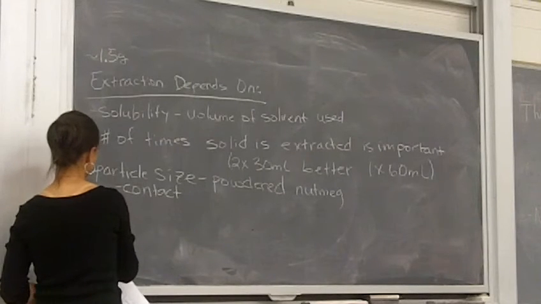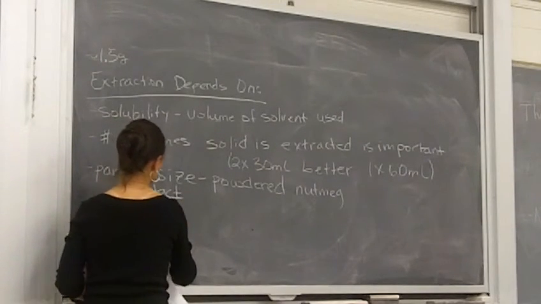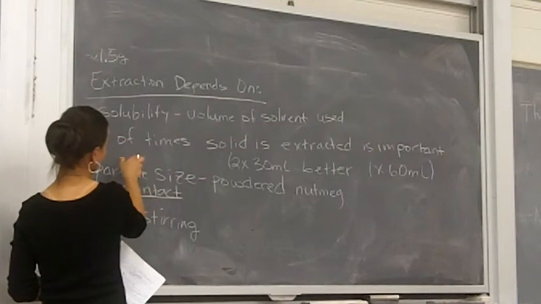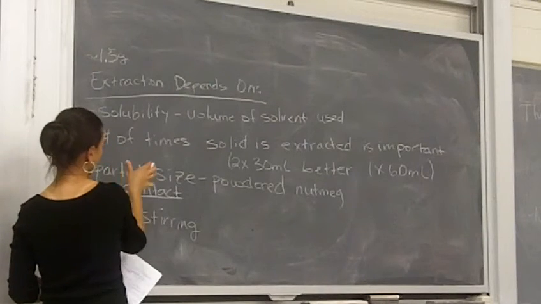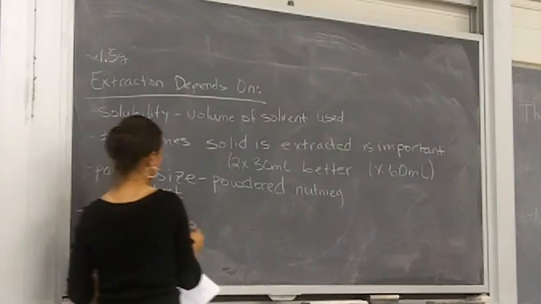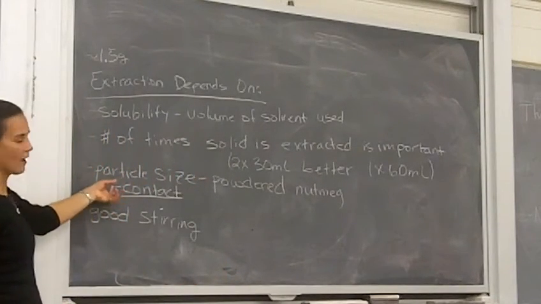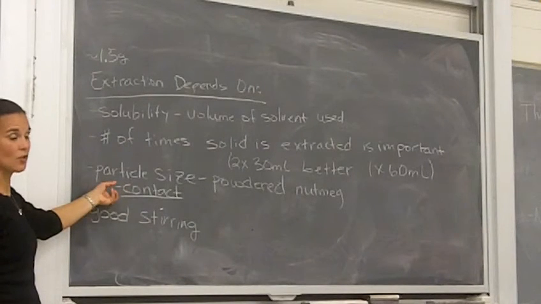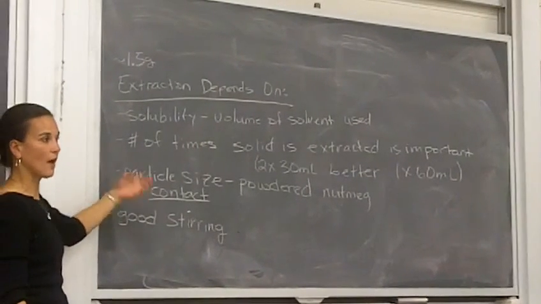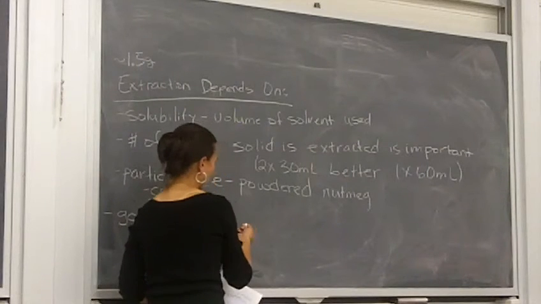The other thing that's important is make sure you have good stirring. So besides our solubility, number of times we're extracting, and our contact, or making the particle size the right particle size, with the contact like that, if you're looking at liquid extraction instead of particle size, that's why you shook your separatory funnel, just so that you got good contact of the two layers. We're going to have good stirring.